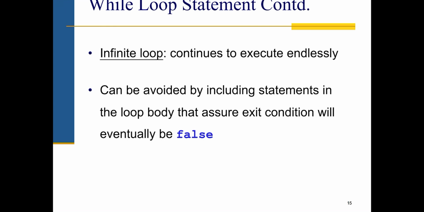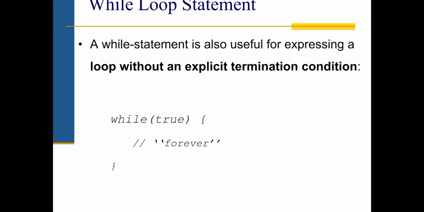An infinite loop can be avoided by including statements in the loop body that assure the exit condition will eventually be false. With a while loop, the while statement is also useful for expressing a loop without an explicit termination condition, like the for loop. It also works without an explicit termination condition.